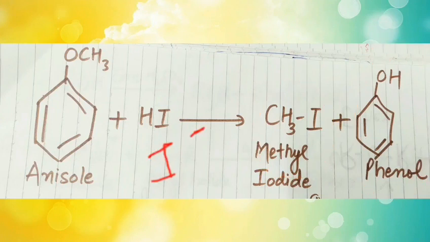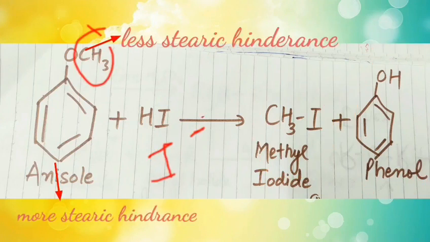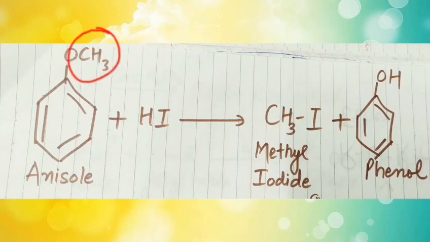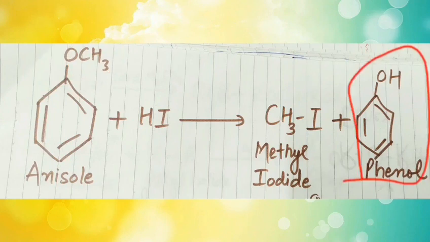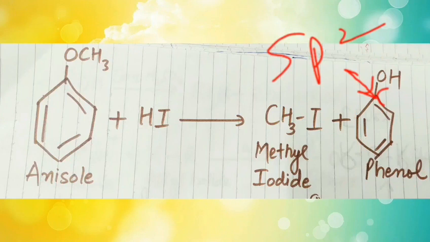Moreover, the I negative ion will prefer to attack from the side which is less sterically hindered. The obvious choice is the methyl group and not the phenyl group. The phenol formed in the reaction does not react with HI because the sp2 hybridized carbon atom of phenol cannot undergo a nucleophilic substitution reaction resulting in iodobenzene.